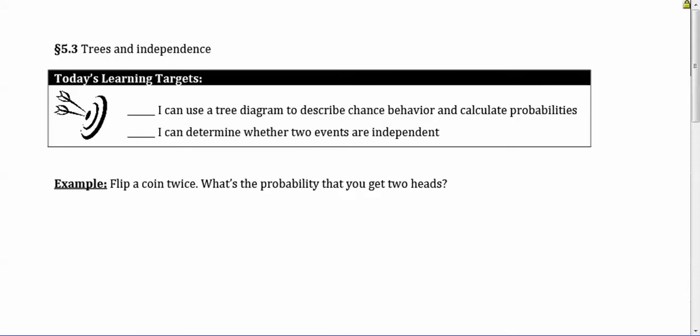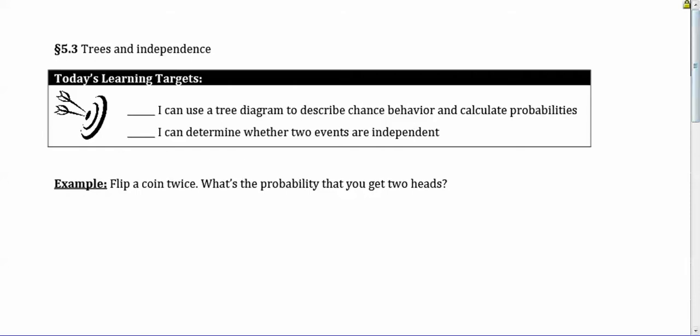So we're going to be reviewing a little bit of trees to start with. And there are two main ideas that we're going to be looking at. First is the tree diagram, and second of all is this whole idea of independence. And we're going to finish up with one last concept next lesson, and then we'll be completely done with this chapter. So let's start with a familiar example.